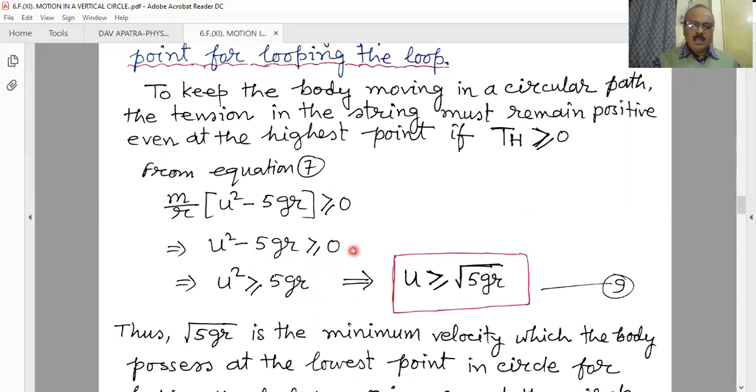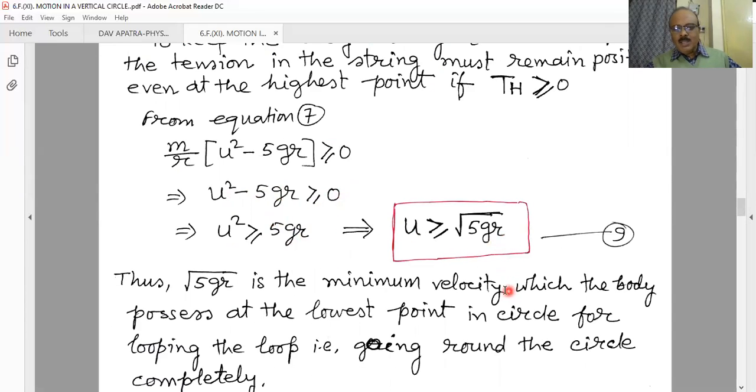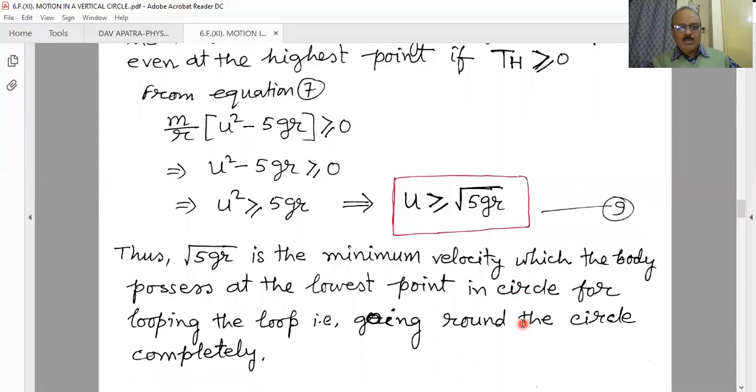Just like in equations, we calculate in a similar way in inequations. Minus 5gr when it moves to the right hand side of this inequation will be plus 5gr. Therefore u greater than or equal to root over 5gr. That means root over 5gr is the minimum velocity which the body possesses at the lowest point in a circle for looping the loop, that is going around the circle completely.